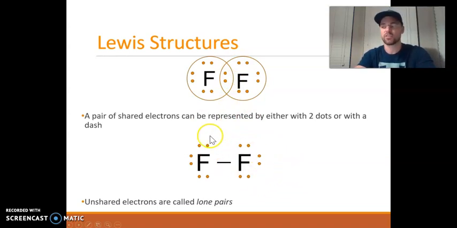There's also these electrons that are around the fluorines. These are called lone pairs. Lone pairs are unshared pairs of electrons. Each fluorine has 3 lone pairs, for a total of 6 lone pairs represented in this particular fluorine molecule.